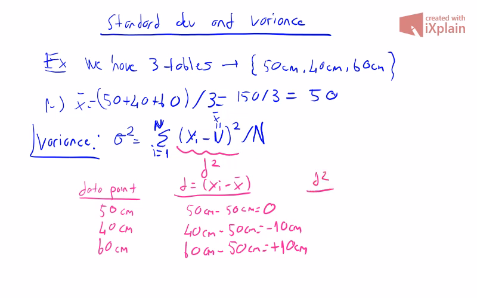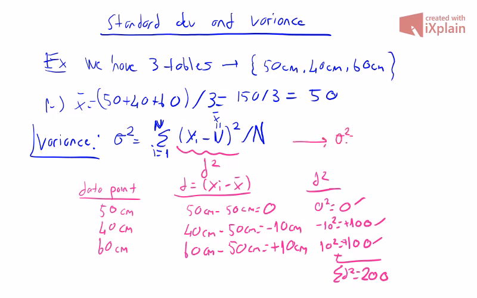Let's calculate d squared. So 0 squared is equal to 0. Minus 10 squared is equal to 100. 10 squared will be equal to 100. So we take the sum of the squares, and it will be equal to 100 plus 100 plus 0, 200. So it looks like we have all the data that we need to solve our equation.